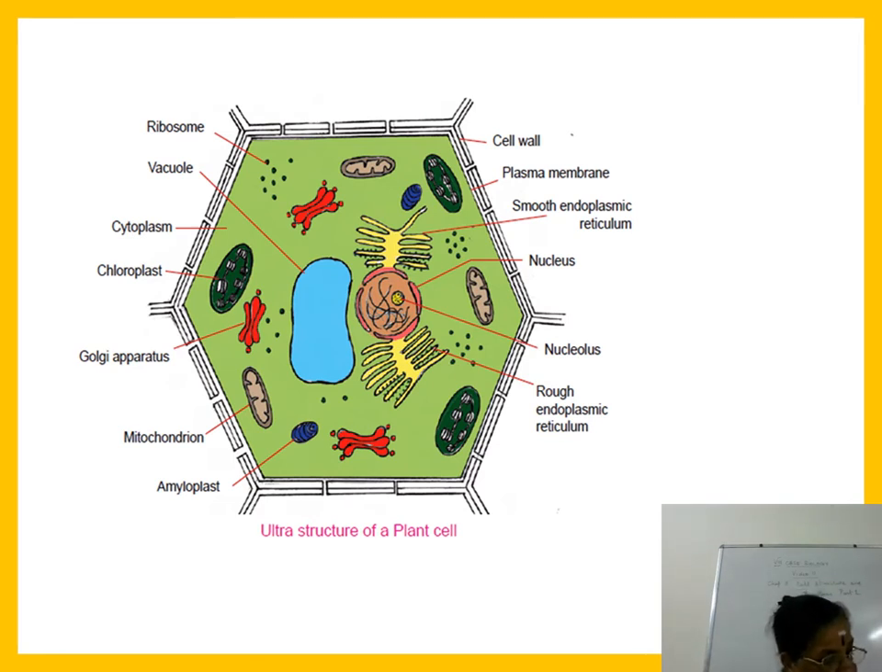So now, in the plant cell, there are three important characteristic features present: the presence of a definite cell wall giving a definite shape, the presence of a large vacuole, in the blue color, a large vacuole, and the presence of plastids.